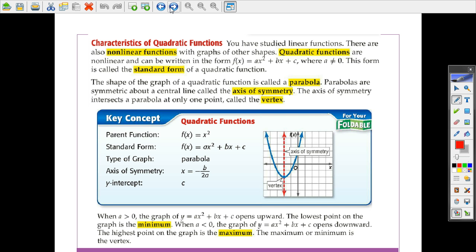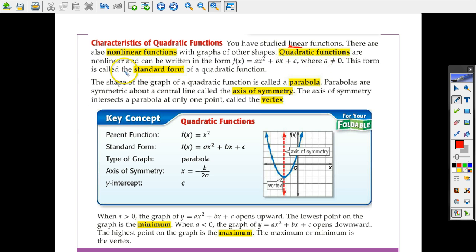Alright, so when we're talking about quadratic functions and their graphs, we're talking about graphs that are no longer linear graphs. Linear graphs were line graphs. Now we have a curved graph like this. Okay, so the characteristics of quadratic functions. You have linear functions. There are also nonlinear functions. Linear functions, again, remember it has the word line in it. So linear functions are line graphs. But there are also nonlinear functions with graphs of other shapes.